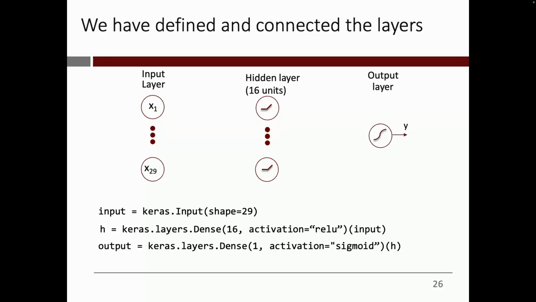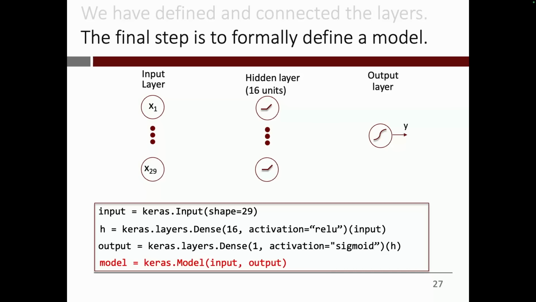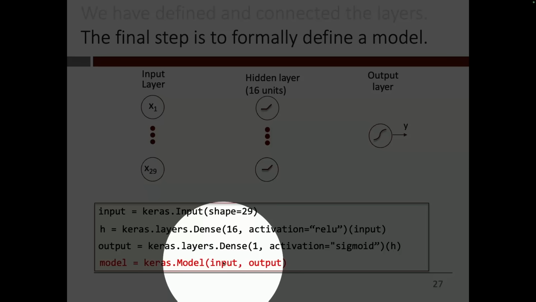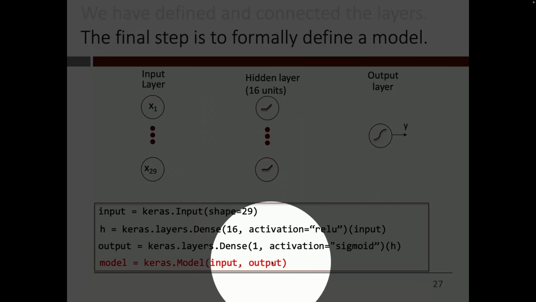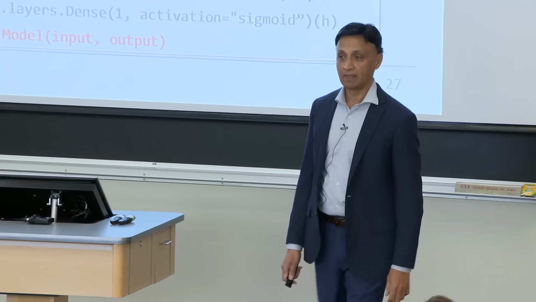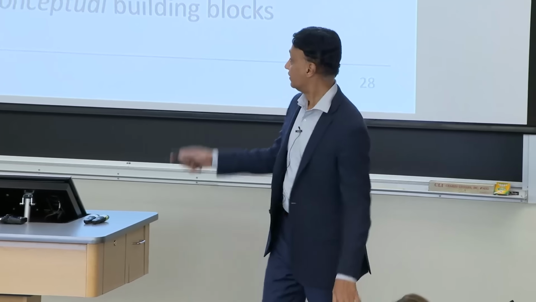Okay, so at this point, what we have done is we have mapped that picture into those 3 lines. That's it. Okay? But we aren't quite done yet. There's one little thing we have to do. We have to formally define a model so that Keras can work with this model object. It can train it, it can evaluate it, it can use it for prediction, and so on and so forth. So we tell Keras, hey, create a model for me, keras.model, and basically where the input is this thing here, and the output is that thing there. And then the whole thing, we'll just call it model. Okay? So that's it. We are done. That is the whole model.